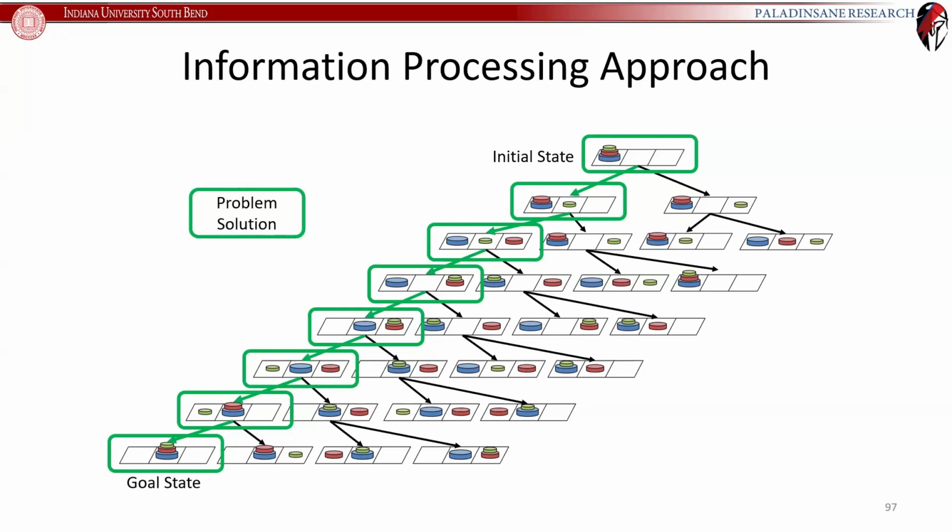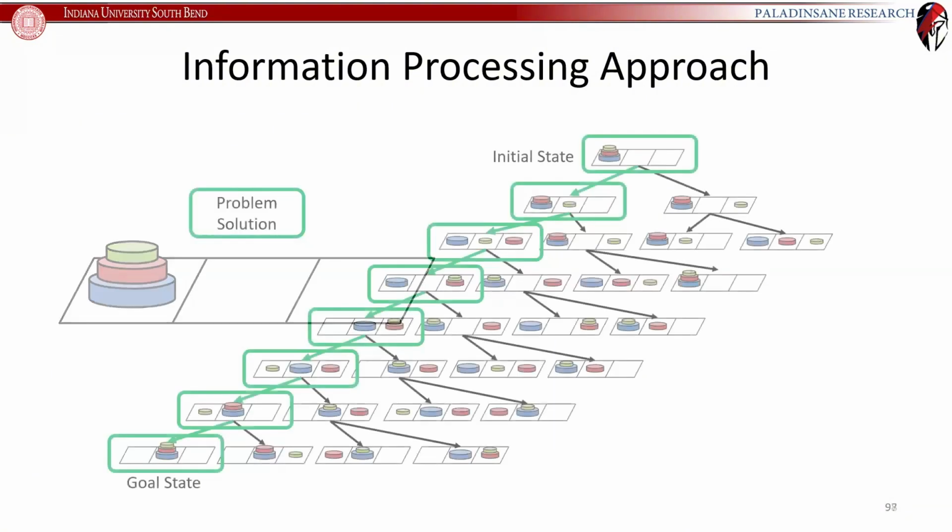And this is the idea of a problem space. And the way that we would solve this problem in this problem space, according to the information processing approach, is basically finding a way to navigate this problem space so that we end up going from the initial state all the way down to the goal state. All right, so that is the problem space.